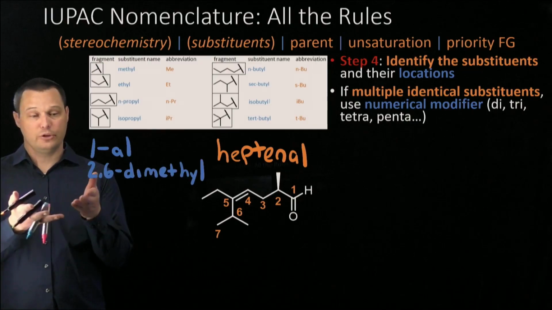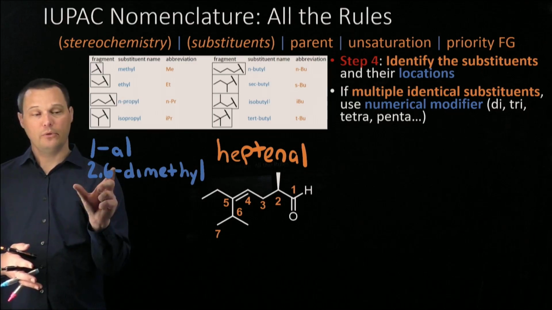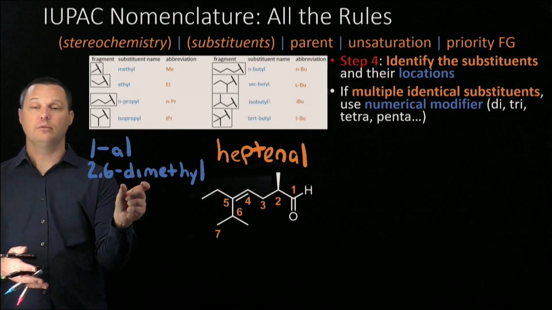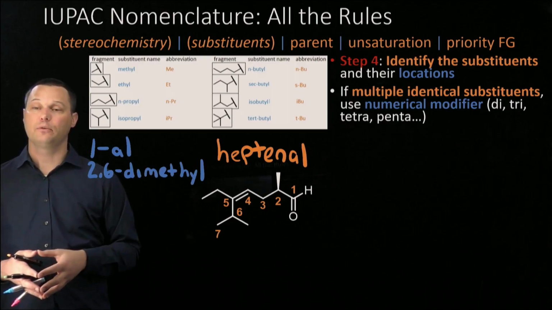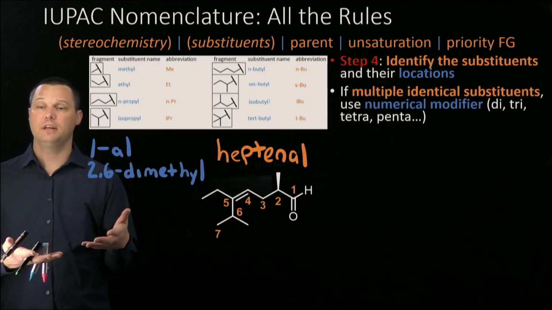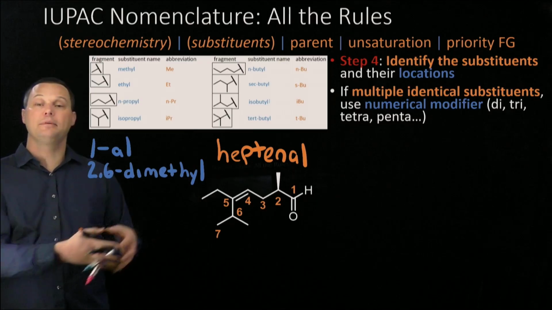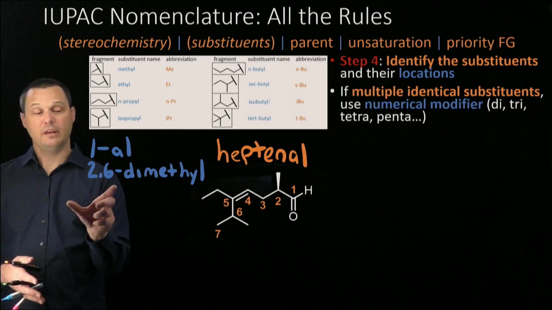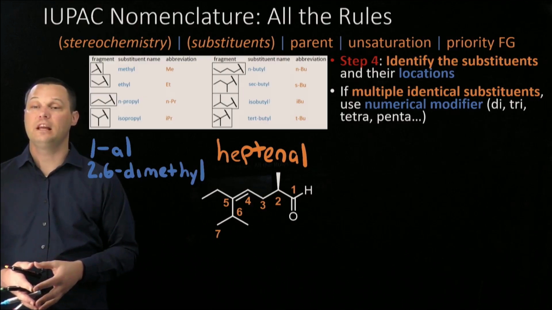We would write this as 2,6 dimethyl. We need both location numbers to tell the reader where those 2 methyl groups are. And we need the di syllable to tell the reader that there are, in fact, 2 methyl groups. We would even include 2 numbers if both methyl groups happen to be sprouting off of the same carbon. If both methyl substituents happen to be on carbon 2, we would name this as 2,2 dimethyl. We would keep both numbers and the dimethyl as the name of the substituent.